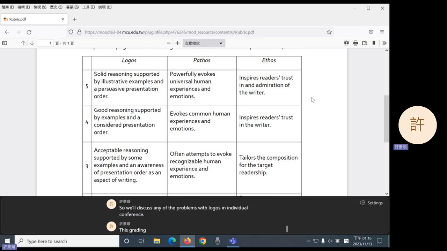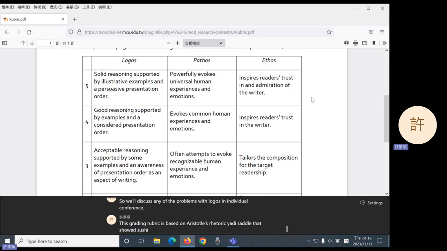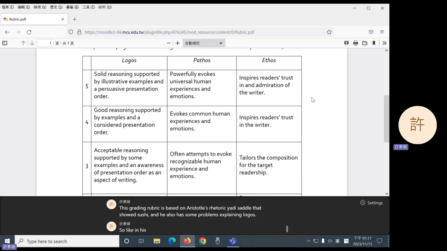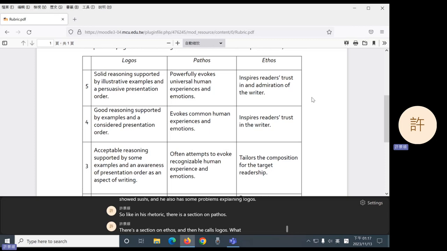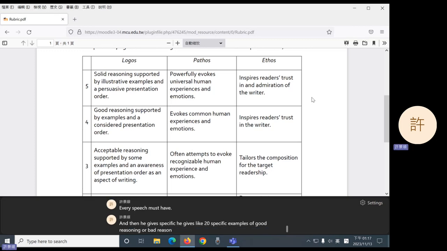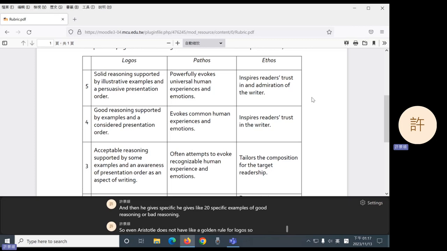This grading rubric is based on Aristotle's rhetoric, 亚里士多德的修辞学. And he also has some problems explaining logos. So like in his rhetoric, there's a section on pathos, there's a section on ethos, and then he calls logos what every speech must have. And then he gives like 20 specific examples of good reasoning or bad reasoning. So even Aristotle does not have like a golden rule for logos. So we're gonna do that on an individual basis.